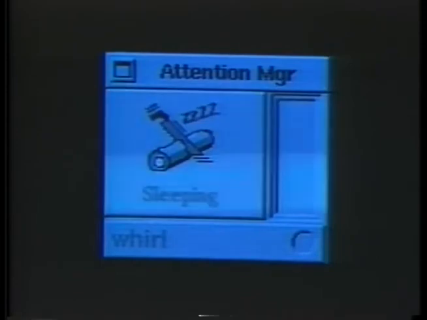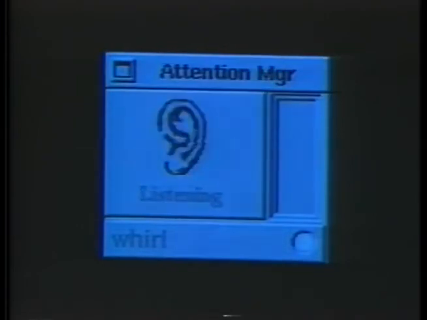A more sophisticated version of the attention manager would attend only to speech directed towards it and would ignore both irrelevant acoustic events and speech directed at other agents.